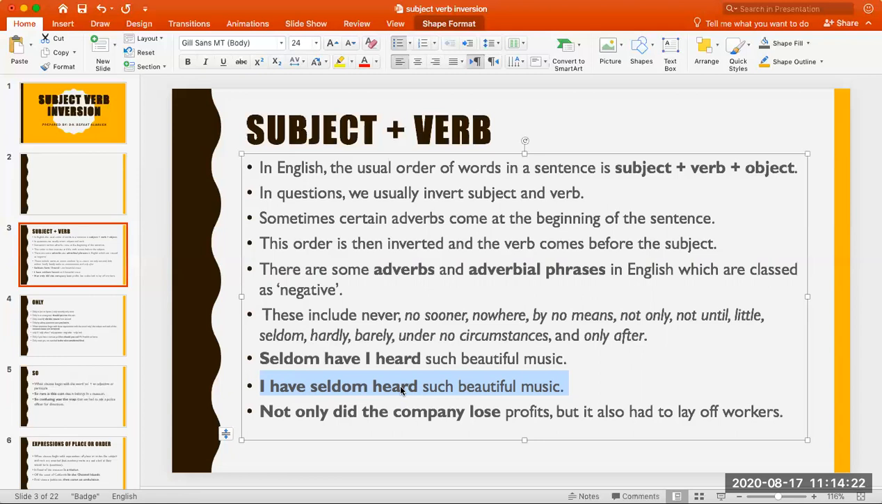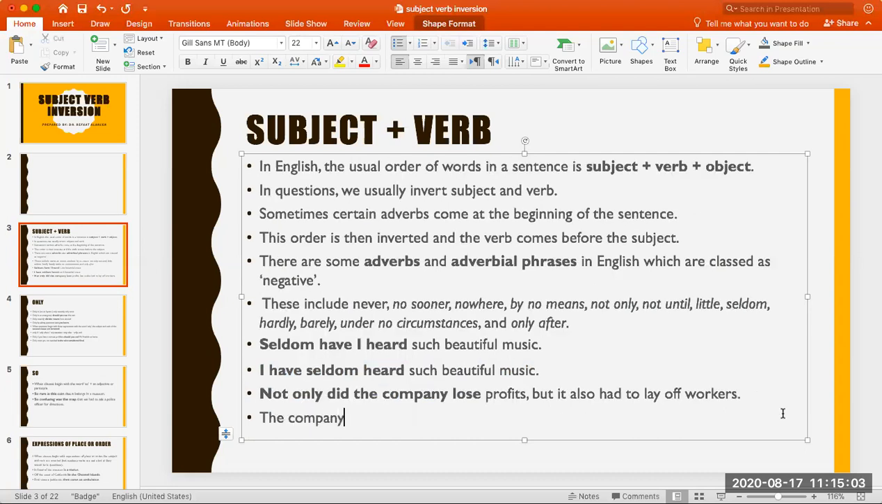If we have an auxiliary verb, verb to be, verb to have, modal verbs, you add them before the subject. If you have a main verb like go, play, eat, study, whatever, you use do, does, or did, depending on the verb, the tense. So the same thing applies here to: not only did the company lose profits, but it also had to lay off workers. Originally, the sentence is, the company did not only lose profit. Okay, I'll write this one.